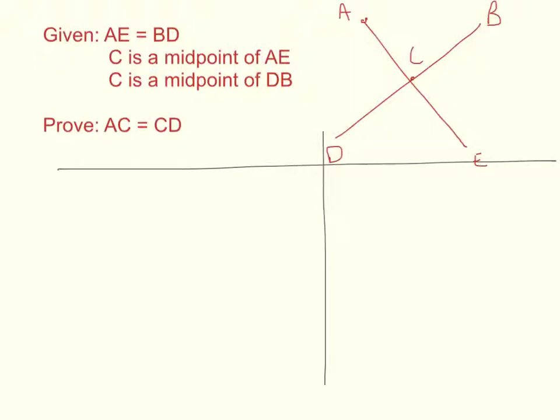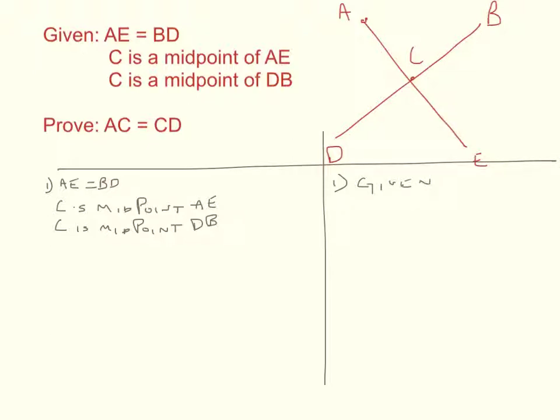And first thing we do is rewrite the given. I'm going to try to write this small. AE equals BD. C is the midpoint of AE. C is the midpoint of DB. And the reason is given.